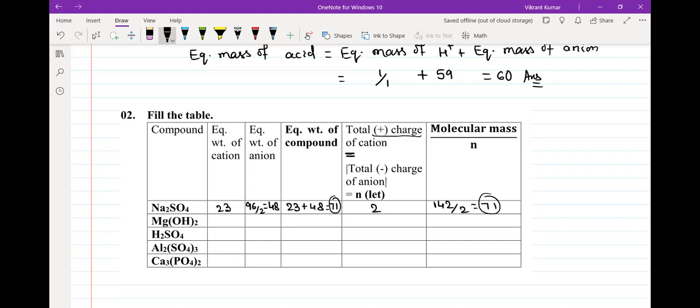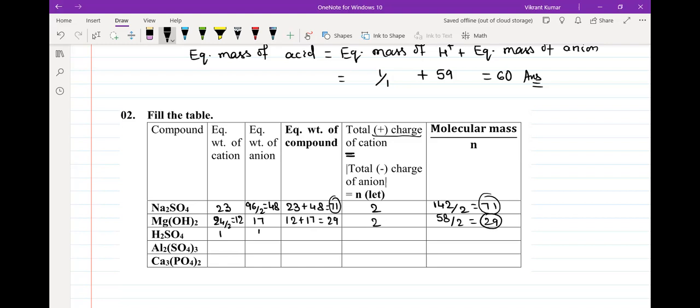And if you do the same exercise in every remaining case, like यहाँ पर मैं 24/2 करूंगा, that is 12. OH minus के लिए it will be 17. So 12 plus 17 is 29. यहाँ अगर मैं करूंगा फिर से cationic charge is 2. Total molecular mass if you calculate 34 plus 24, 58 आ जाएगा. So this is also coming 29. So the purpose of this exercise was the same.